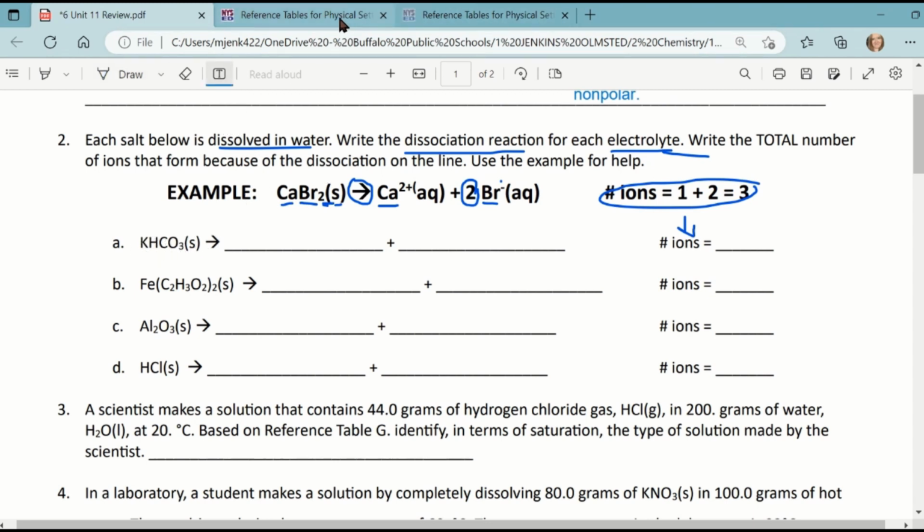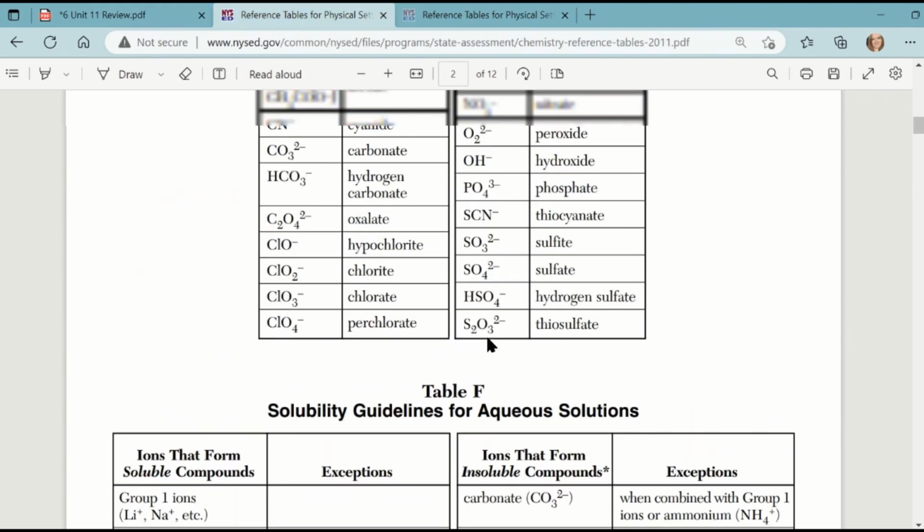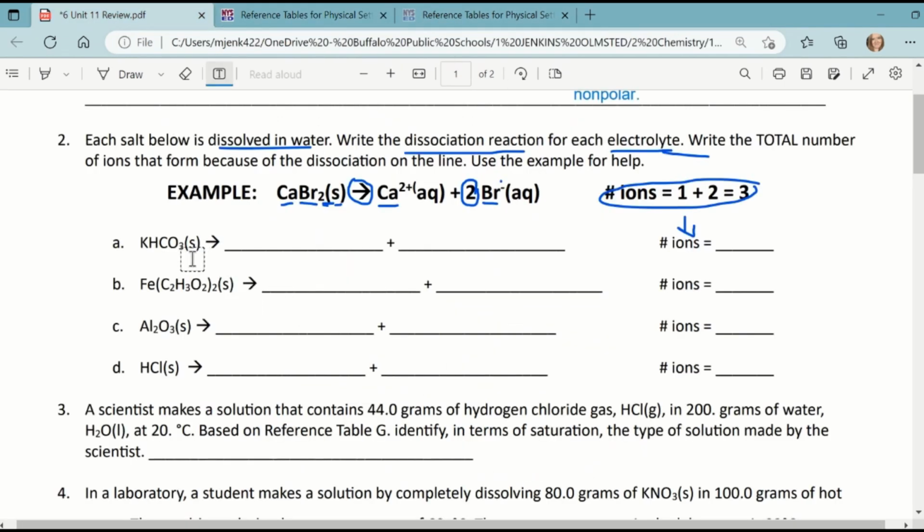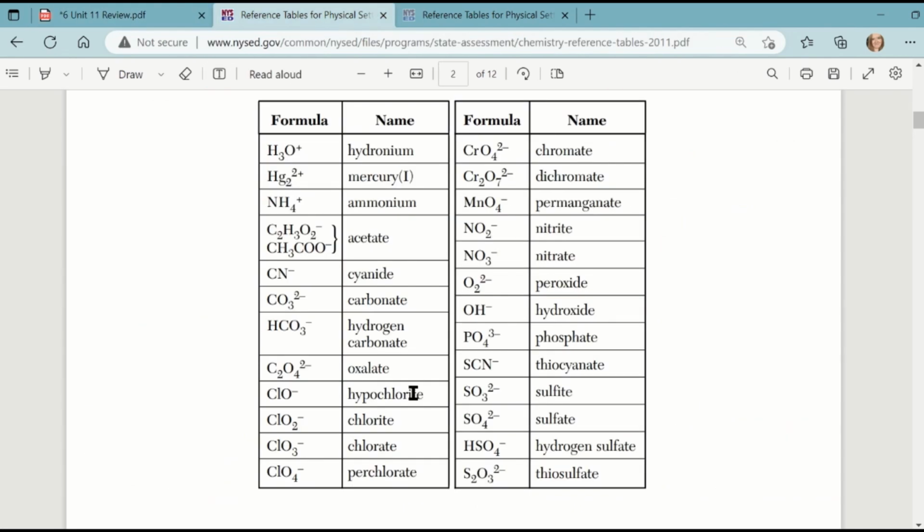Well, here is what's going to help me for this. I'm going to go to reference table E. So you see right here? Because this has more than 2 elements, that means something has to come from table E. So I have KHCO3. So I'm going to go back here and look for something that there's HSO4. No, that's not it. Oh, here we go. Do you see it right here? HCO3. That's hydrogen carbonate. I need to know the charge. It's negative. Okay, so let's go back here.